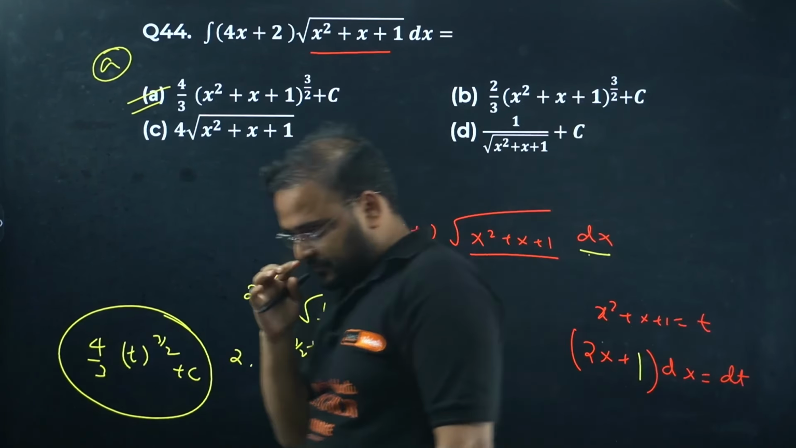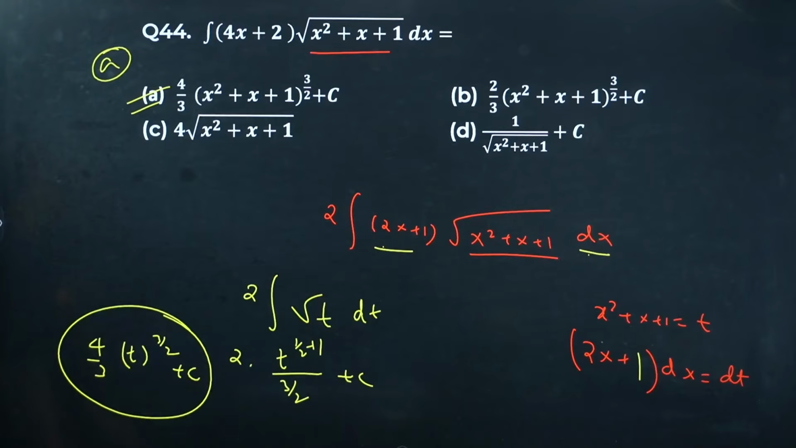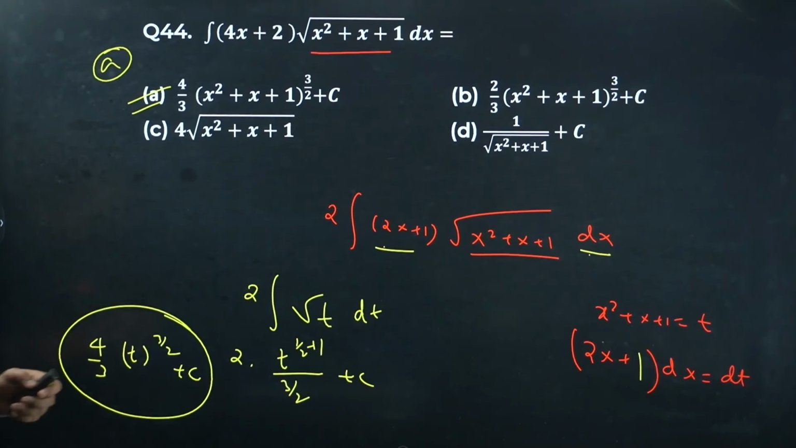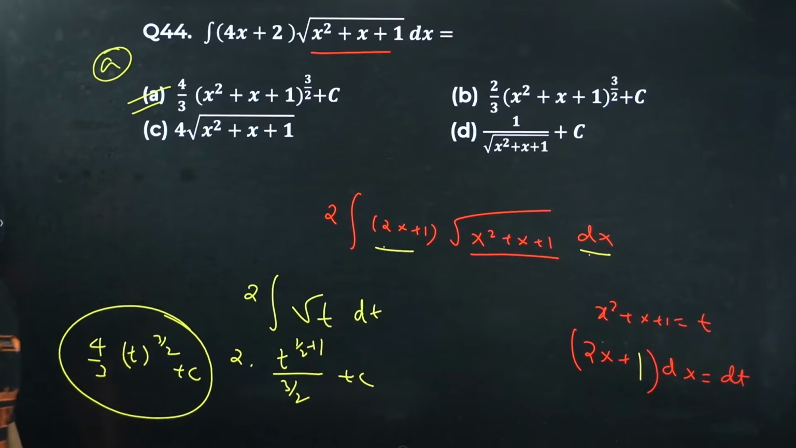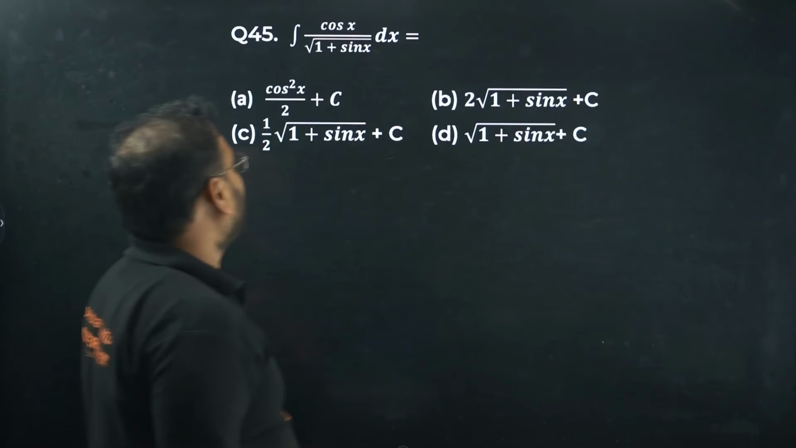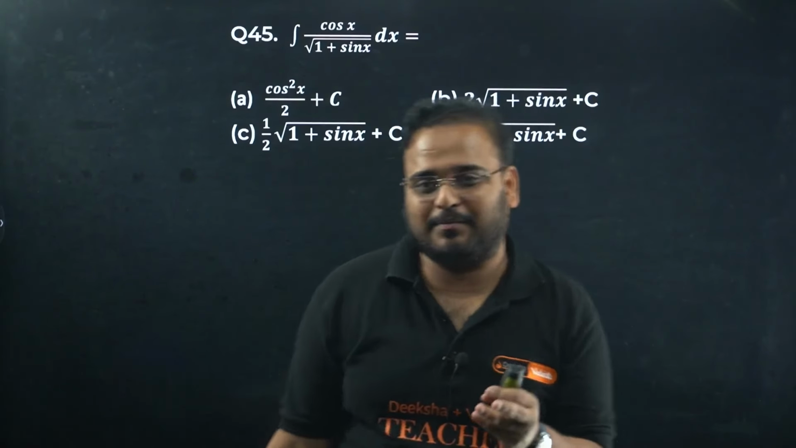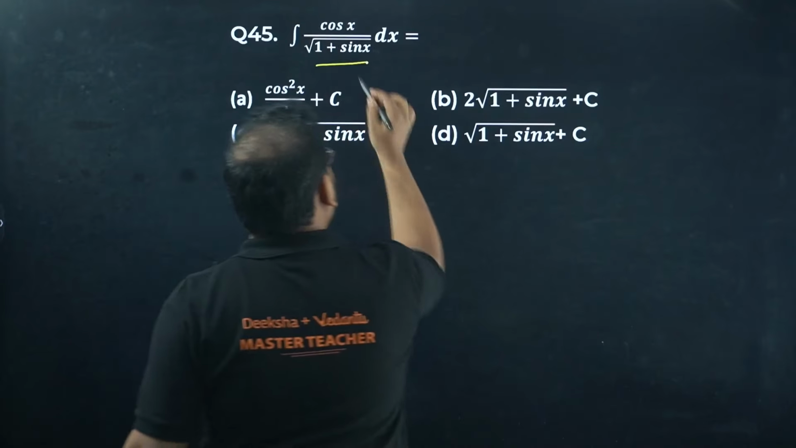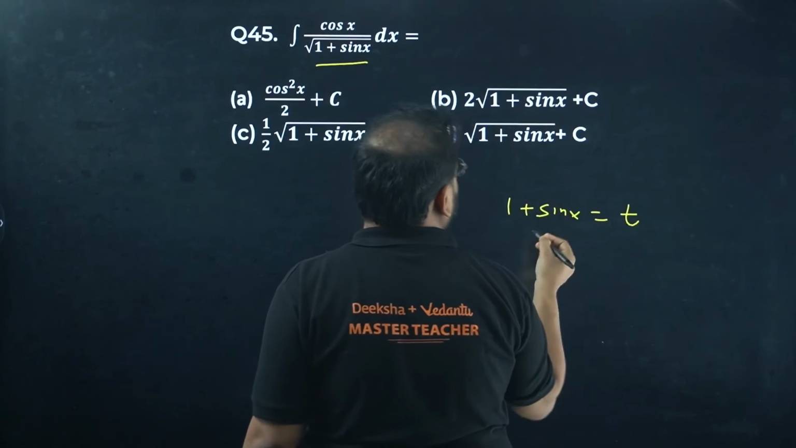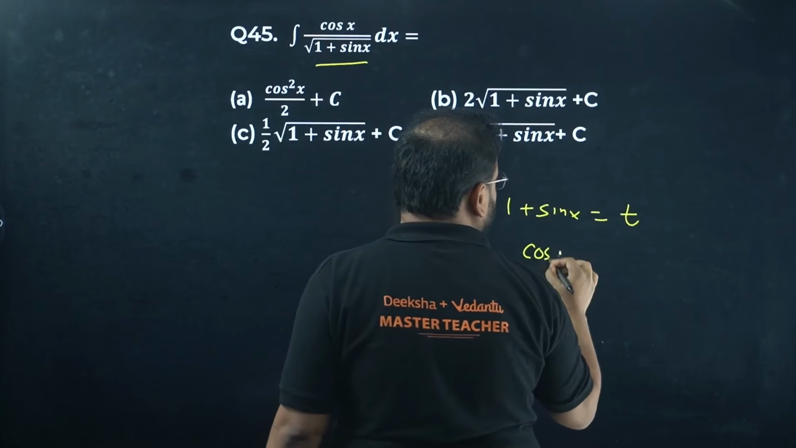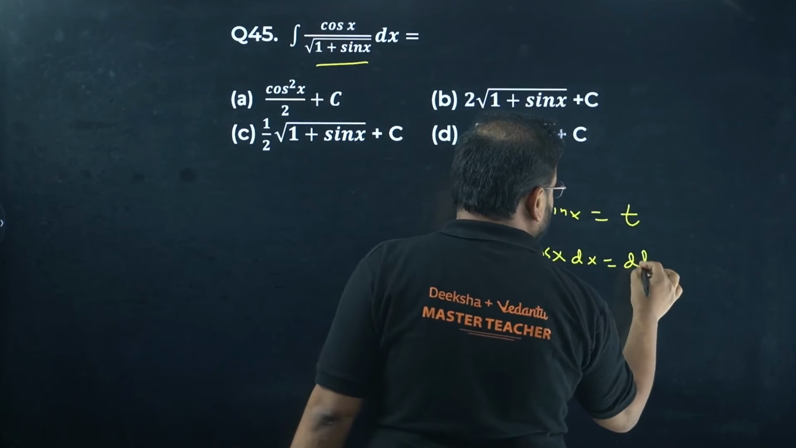Have a look. Done. Okay. 45. This is clear, guys. 45. Cos x. Another question in the substitution method, as I mentioned. 1 plus sin x is there. I have not taken it on purpose. That's how the questions are. Take t as 1 plus sin x. We have cos x dx as dt.